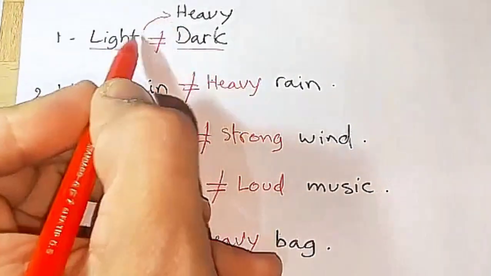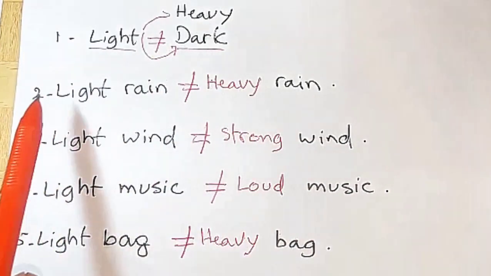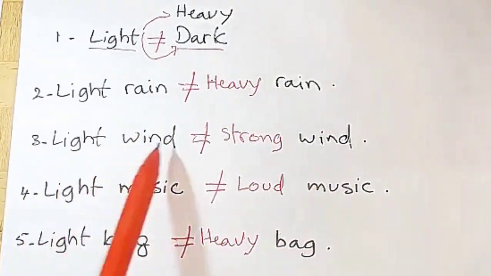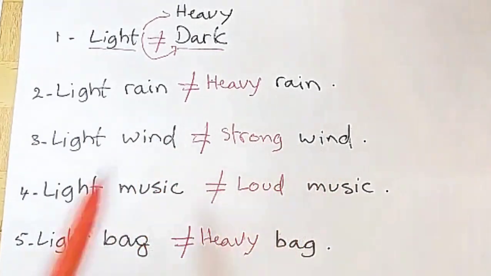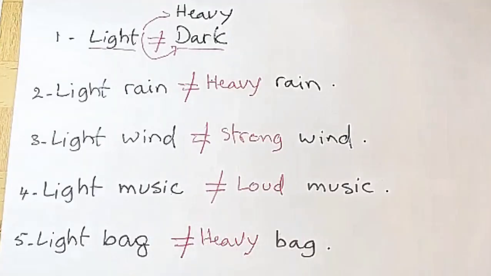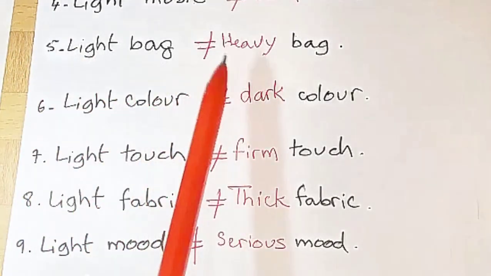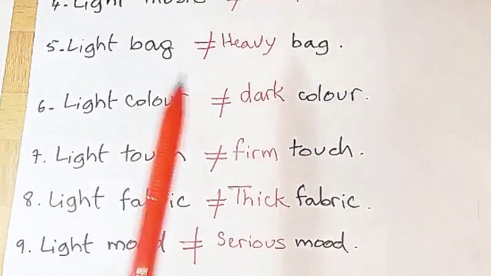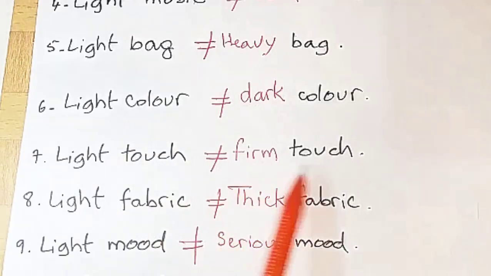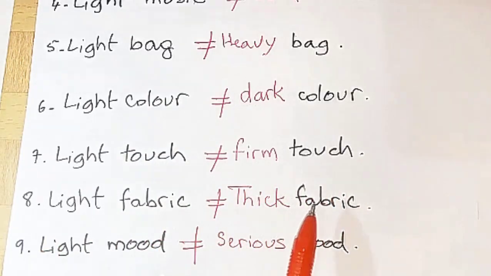Let's check them again. Light can be heavy, can be dark. Light rain, we say heavy rain. Light wind, we say strong wind. Light music, we say loud music. Light bag, heavy bag. Light color, dark color. Light touch, firm touch. Light fabric, thick fabric.